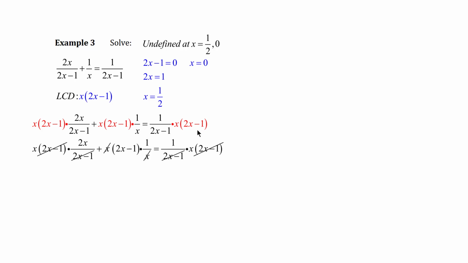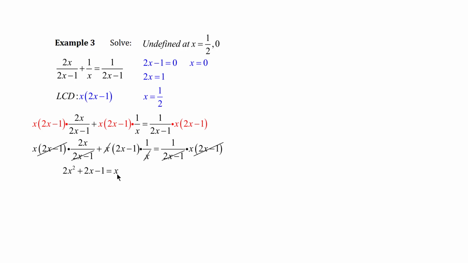Next, we simplify. For the first term, the 2x minus 1's will cancel out, and we have x times 2x, which is 2x squared. For the middle term, we cancel out the x's. We get 2x minus 1 times 1, which is just 2x minus 1. For the very last term, the 2x minus 1's cancel out, and then we have 1 times x, which is x. The result is 2x squared plus 2x minus 1 equals x.